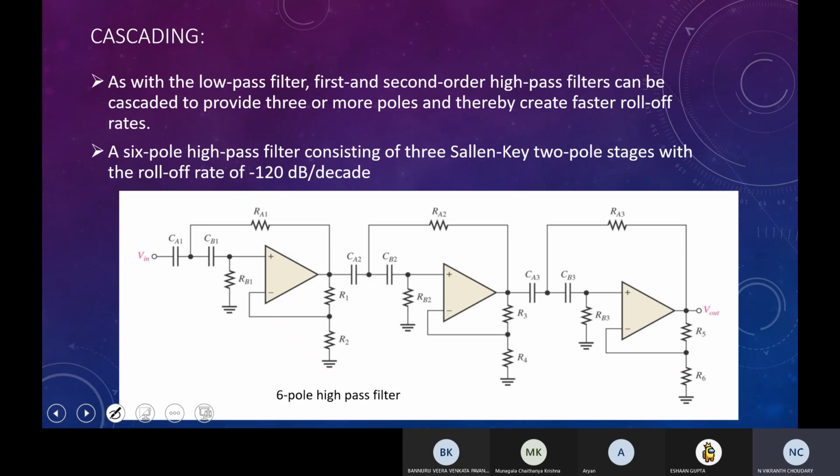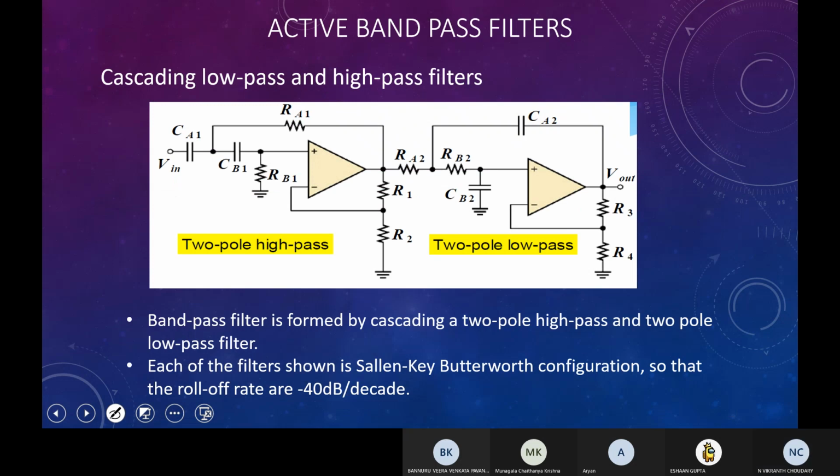So cascading, just joining all these circuits, you'll get a 6-pole filter. All these are three 2-pole Sallen-Key high pass filters, and cascading all of these would give us a 6-pole high pass filter. Next, active bandpass filters.